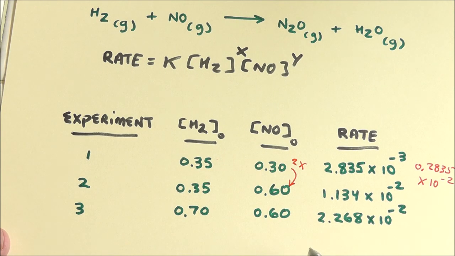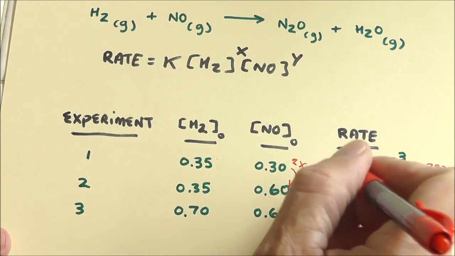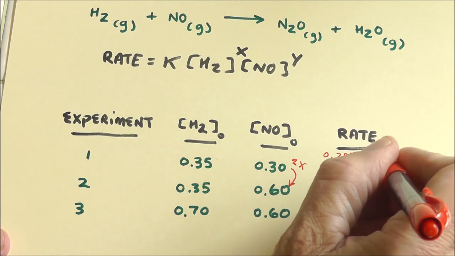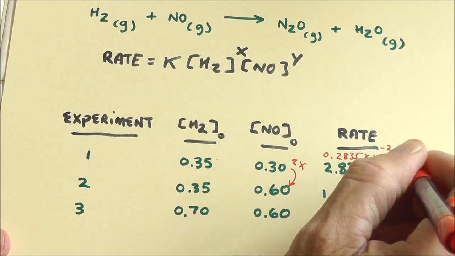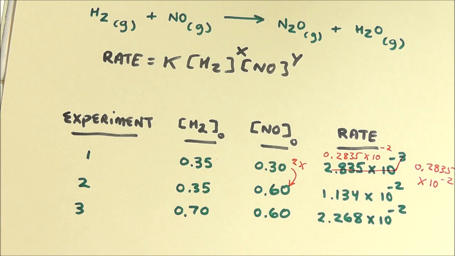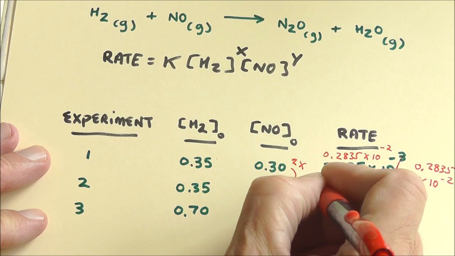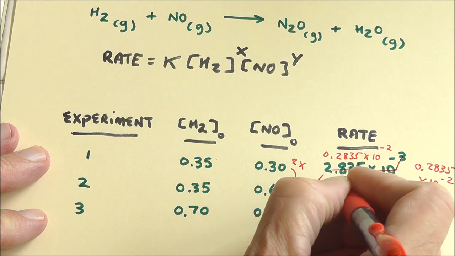There's no formula for it. And now what's happening here between 0.2835 times 10 to the minus 2 and 1.134? What I'm just going to do is divide the bigger number by the smaller number. 1.134 divided by 0.2835. That is 4. So 4 is 2 squared.